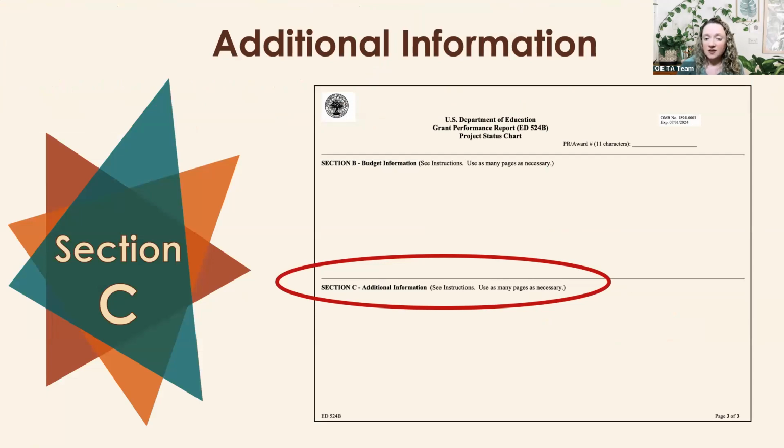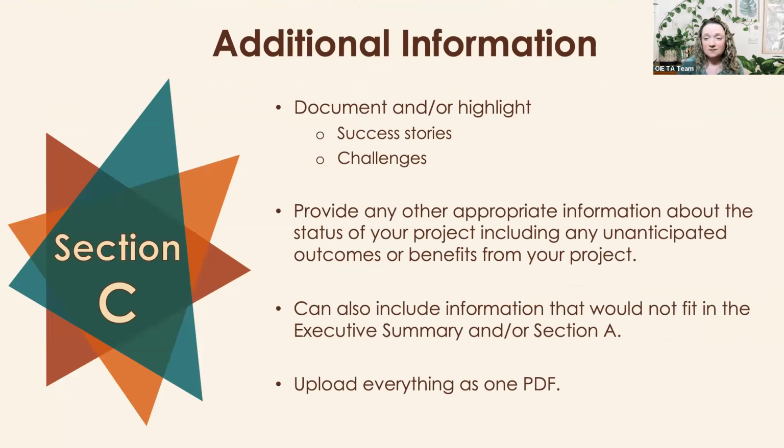Section C is what we call the additional information section. This is where you can document and highlight your success stories, your challenges. If you had any additional information that wouldn't fit in the executive summary or your section A, you can always put it here in your section C, as well as anything else.